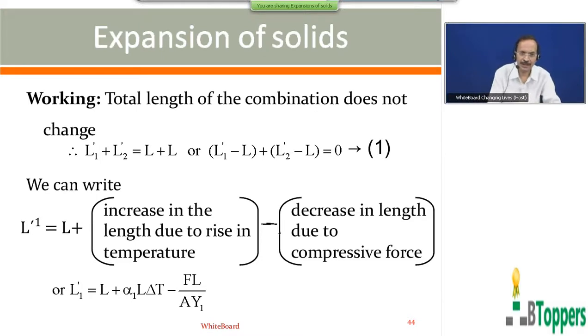Or you can write L1 dash equal to L plus alpha 1 into L delta T minus FL by A Y1. Increase in length due to rise in temperature is equal to the coefficient of linear expansion of the material of the first rod, the original length of the first rod, and the increase in temperature. Decrease in length due to compressive force is FL by A Y1.